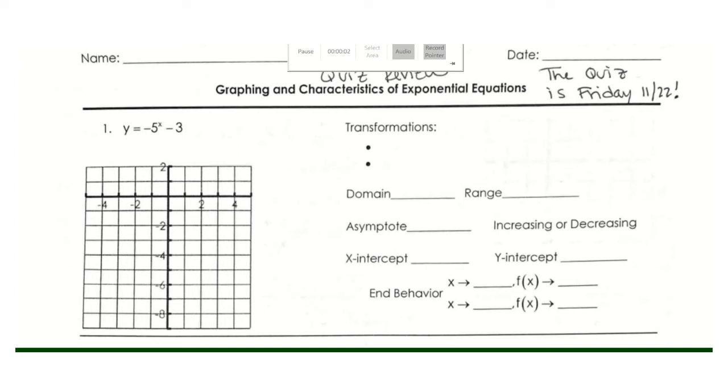Today we're going to look at graphing exponential functions and finding their characteristics. Remember, exponential functions are all of the form y equals a times b to the x minus h plus k. A is your stretch, shrink, or reflect. X minus h is your left or right shift, and k is your up or down shift.